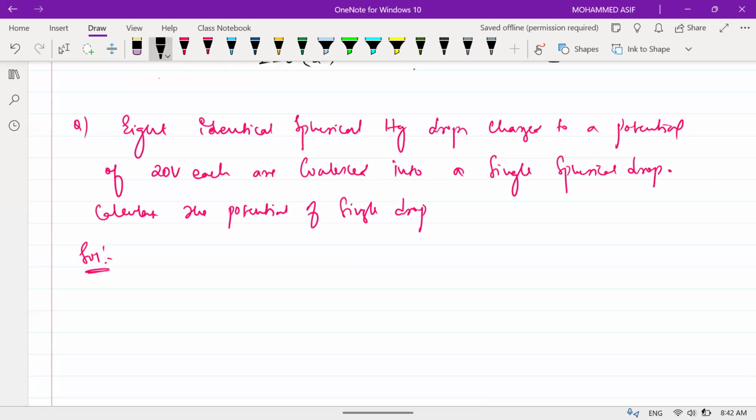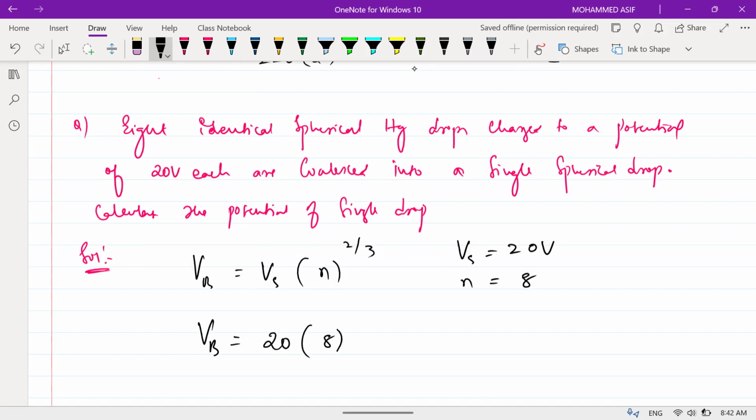Same formula again. 80 volts. 8 droplets are combining. Potential of the bigger droplet is potential of the smaller droplet times n to the power of 2 by 3. Very good. Potential of the smaller droplet is how much? 20 volt. How many droplets are given? 8. So potential of the bigger droplet is equal to 20 into 8 to the power of 2 by 3. So it is 20 into 2 power 3, and the 3 gets cancelled. So 20 into 2 square, which is 20 into 4. So this will be equal to how much? 80 volt. I hope you will remember the shortcut formula. Yes, sir.